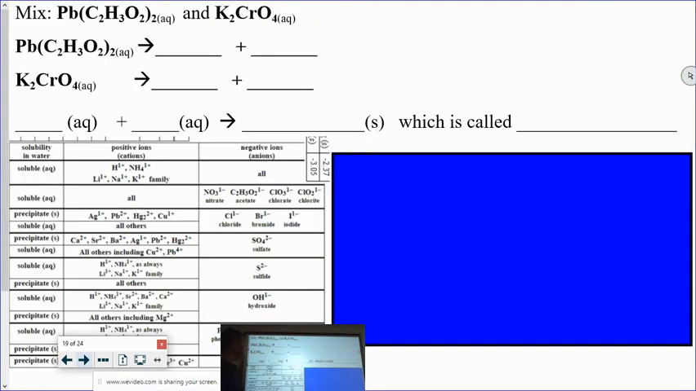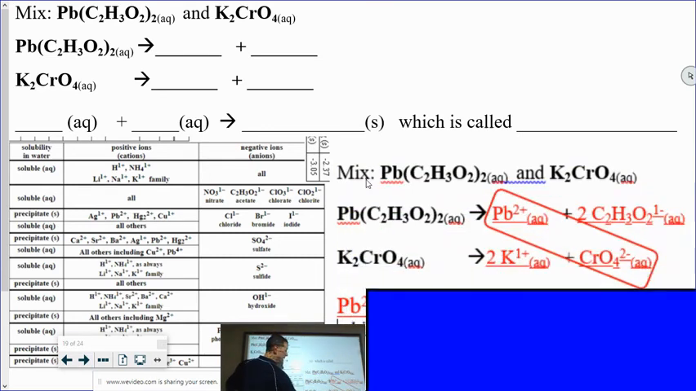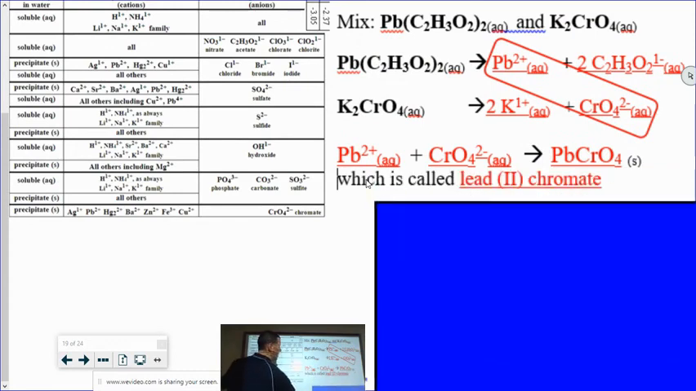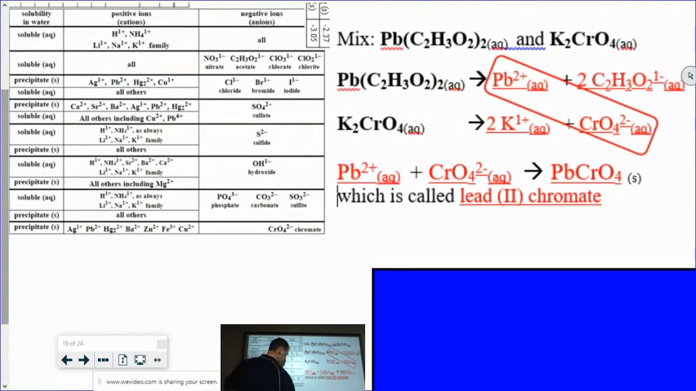So pause the video and try to do this one on your own. And then I'll reveal what's going on. So in this problem, I'm just going to show you the answers. So that's what we have. Break it apart. If we look at this using this chart, CrO4 is right here, and CrO4 with lead. So we go over here, here's lead, and it says forms a precipitate. So that's where I get all my information from.